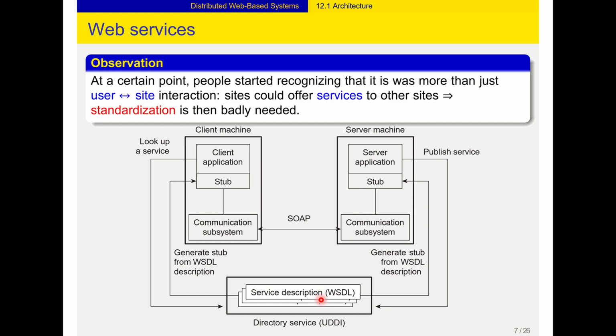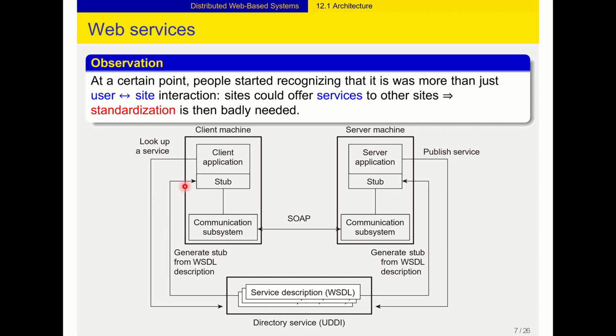So UDDI is a directory for service lookup. So basically here, the UDDI directory's role is a searchable registry. So a client application, when they need a service, can look up the desired service in the UDDI directory, and they will receive the WSDL file.